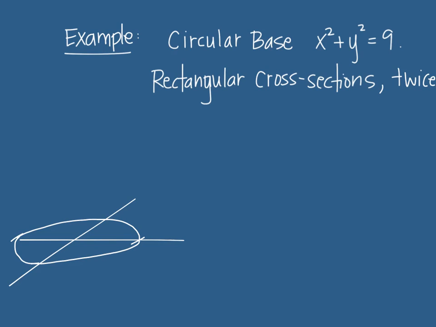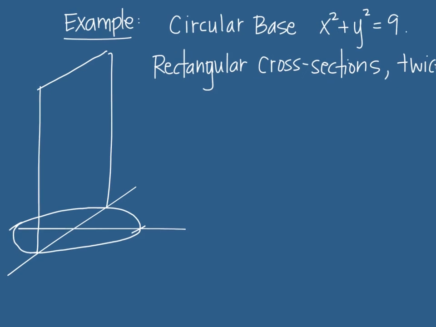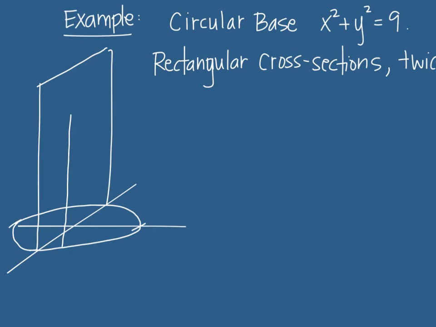But all of the cross sections are rectangles. That's the biggest one, in the middle. A rectangle here is going to be a little bit smaller. And every time I work my way out, the rectangles are going to get smaller still.